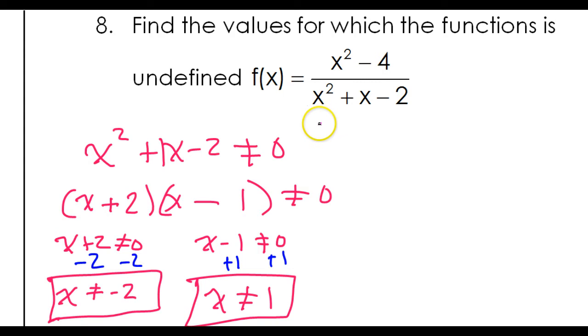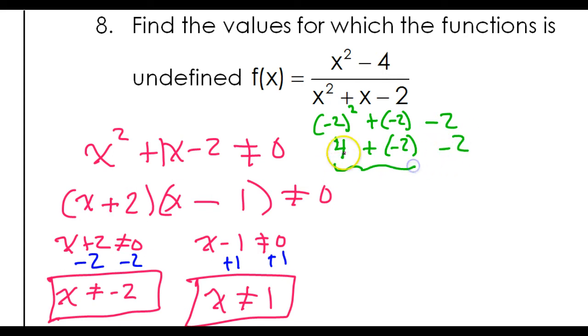what would happen if I let x be negative 2? Then that would mean I would have negative 2 squared plus negative 2 minus 2, right? But this would be positive 4, plus negative 2 minus 2. But, you know, positive 4 plus negative 2 would be 2 minus 2, and I'd get 0. And now I'm dividing by 0. That's undefined.